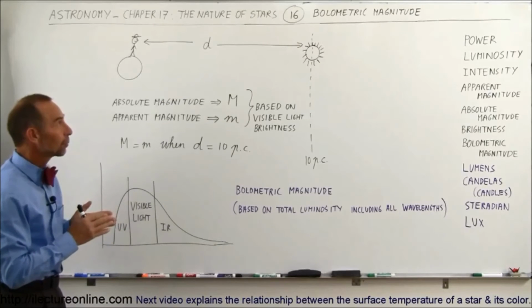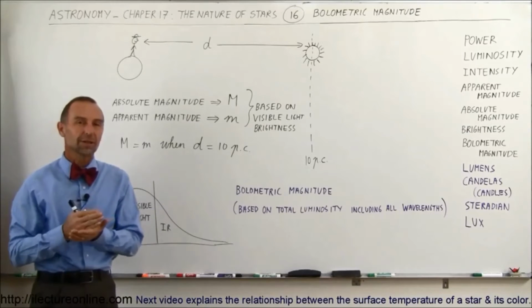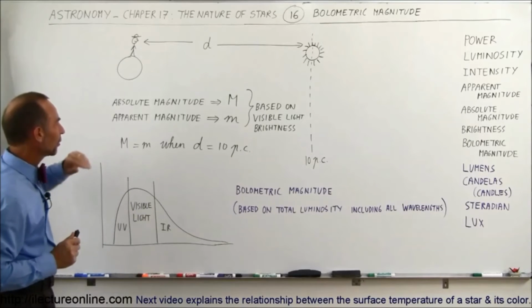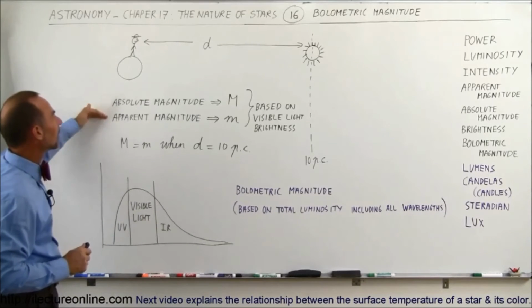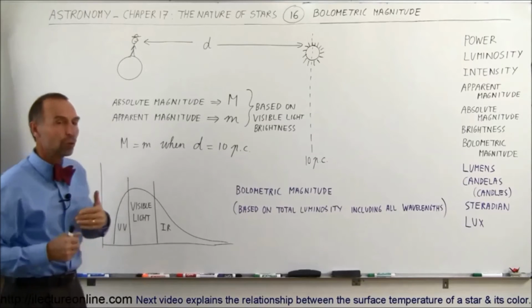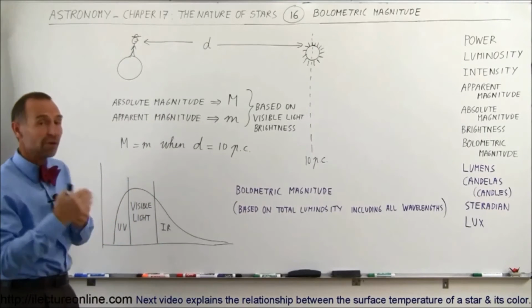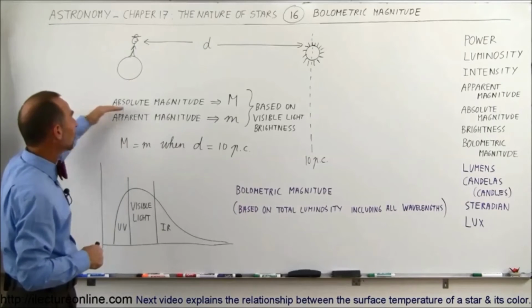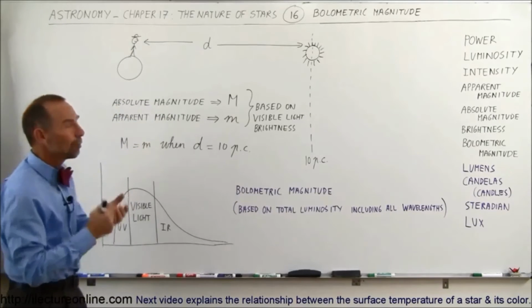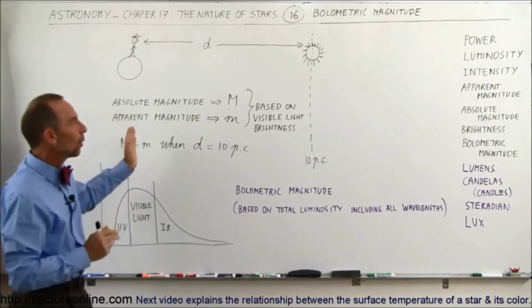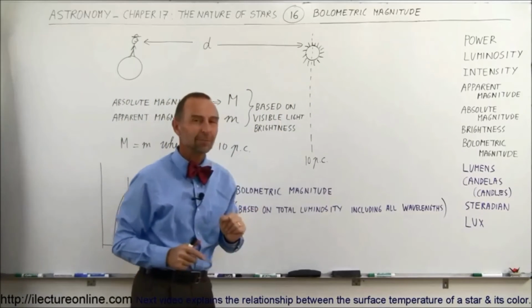Here we're going to talk about what we call bolometric magnitude. What is that? Well, just a moment. First, we're going to take a look at what we mean with absolute and apparent magnitude. Apparent magnitude is, of course, how bright a star or a galaxy or something appears to be from our vantage point from the Earth. And absolute magnitude is equal to the brightness or the magnitude or the apparent brightness of a star when it's located at 10 parsecs.